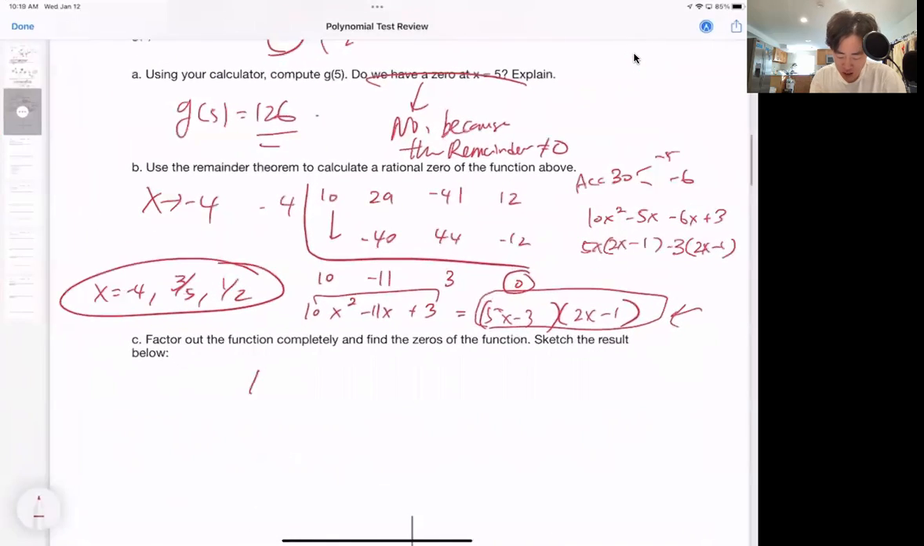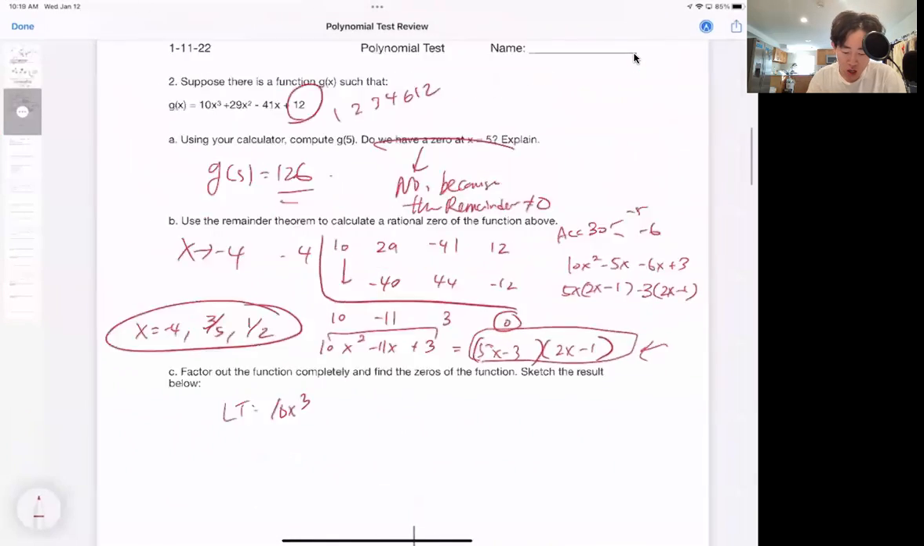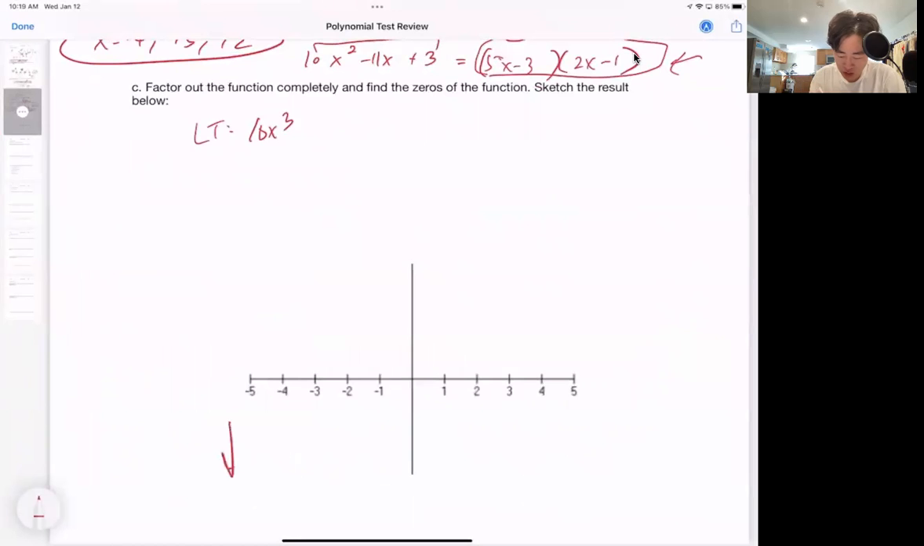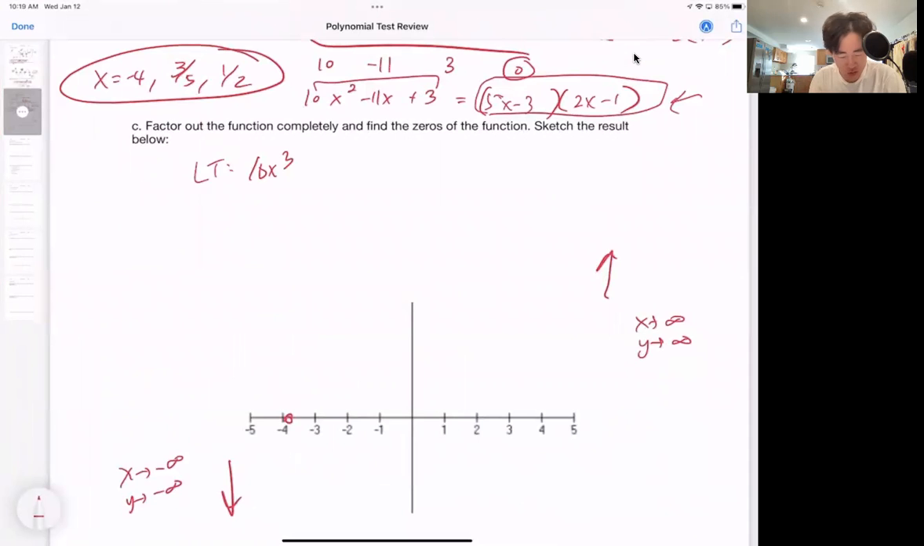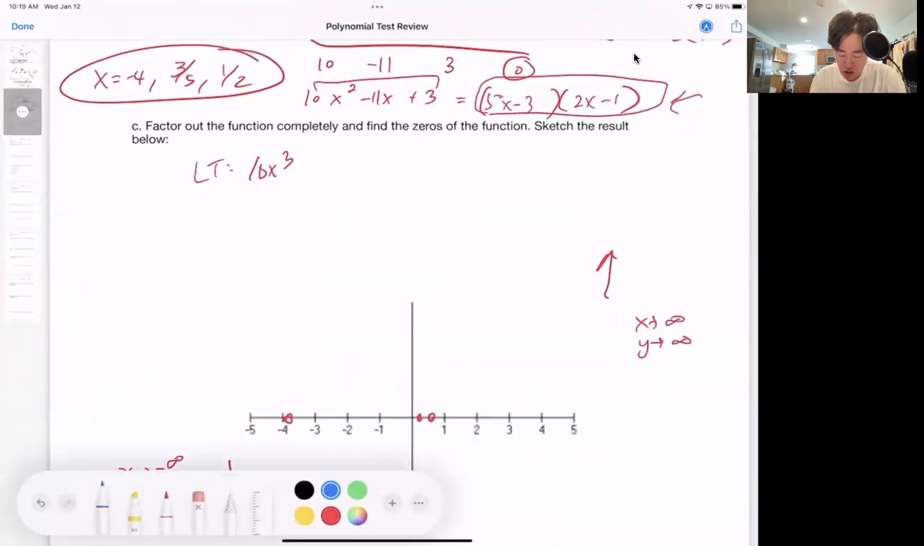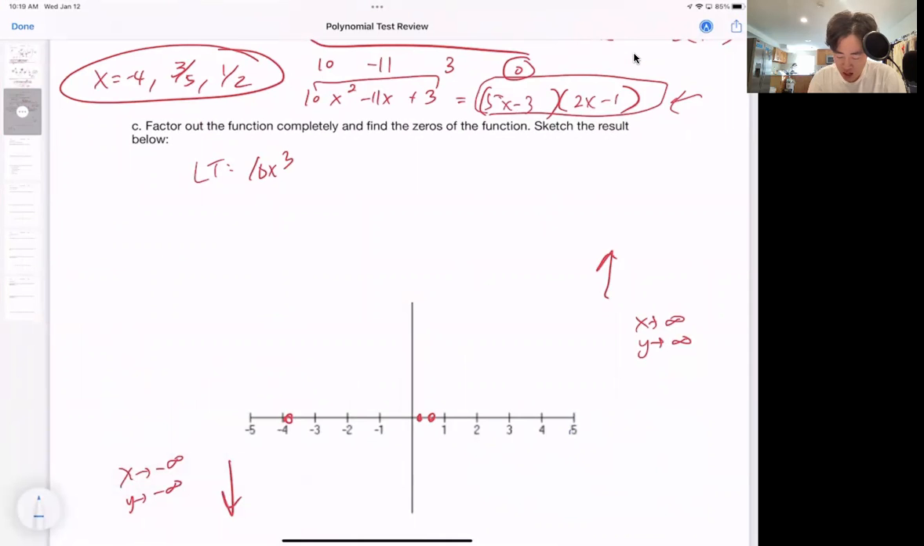We have 10x cubed as our leading term, which means our end behaviors will go down here and will go up there. As x approaches negative infinity, y approaches negative infinity. As x approaches positive infinity, y approaches positive infinity there. So we have negative 4, positive 0.6 would be somewhere over here, and 0.5, which is about halfway there. So the graph might be a little bit tricky to graph, but here's what's going to happen.